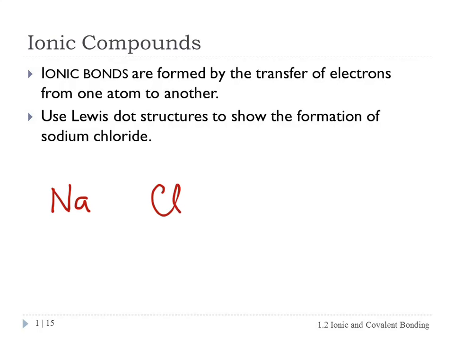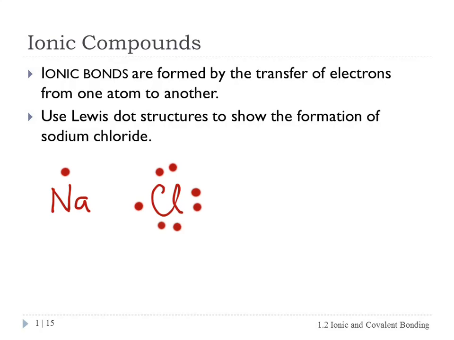and chlorine. How many valence electrons does sodium have? 1. And how many does chlorine have? 7. 1, 2, 3, 4, 5, 6, 7. Okay, so there we have Lewis structures for sodium atom, chlorine atom.